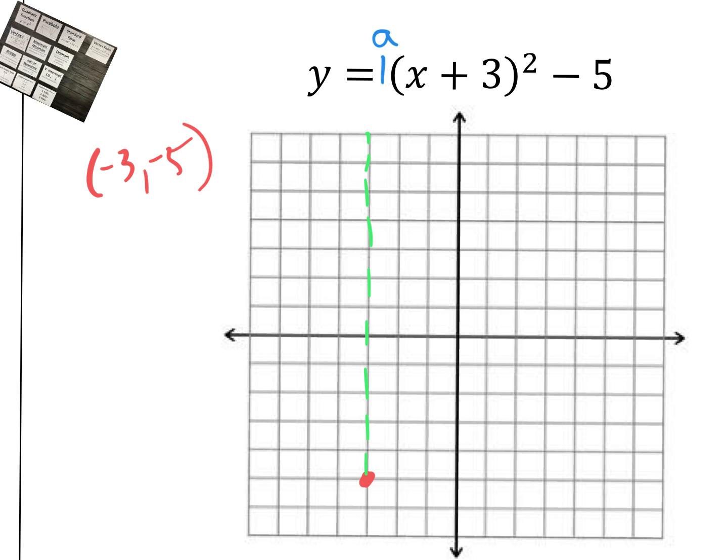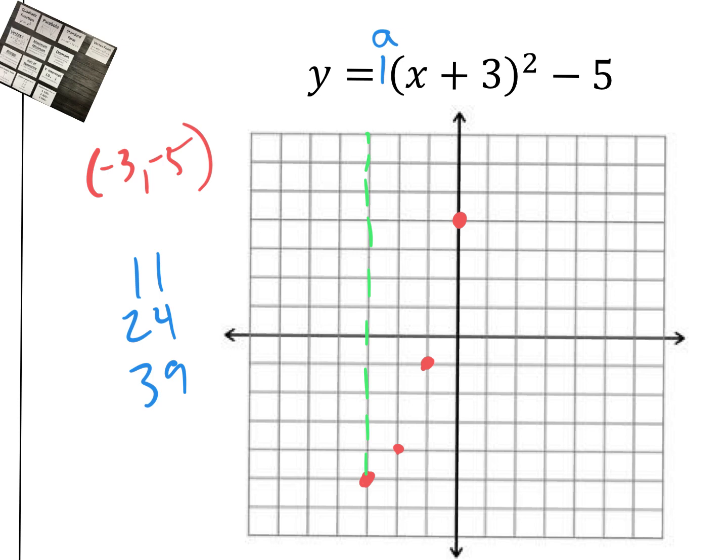So if it's opening up and the a value is 1, we could use the pattern 1, 1, 2, 4, 3, 9. So just go 1 over 1 up, put a dot right there. Back to the vertex, 2 over 4 up, 1, 2, 3, 4, put a dot right there. Back to the vertex, 3 over 9 up, 1, 2, 3, then 1, 2, 3, 4, 5, 6, 7, 8, 9, put a dot right there.